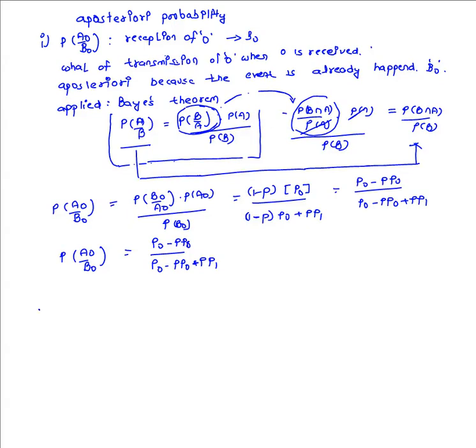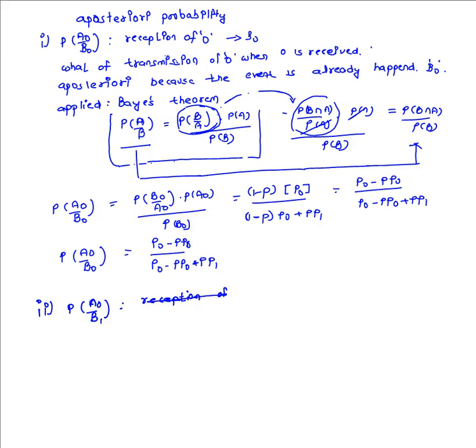Now let me solve another a posteriori probability for having some more insight. Let us solve the second one, P of A naught divided by B1. Here let me define this probability. This is a conditional probability which indicates the probability of reception of... so it is not reception, it is actually the probability of transmission.